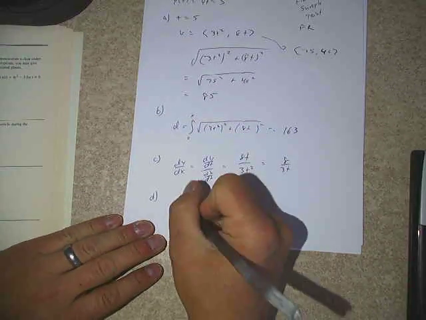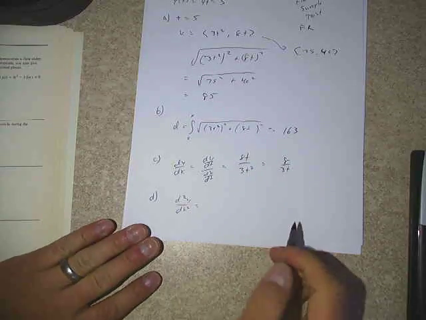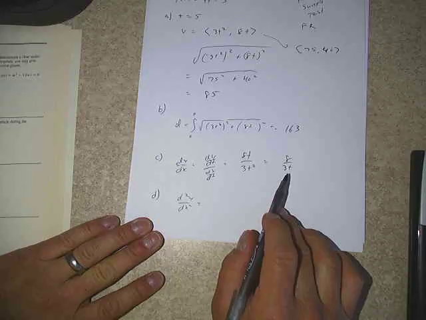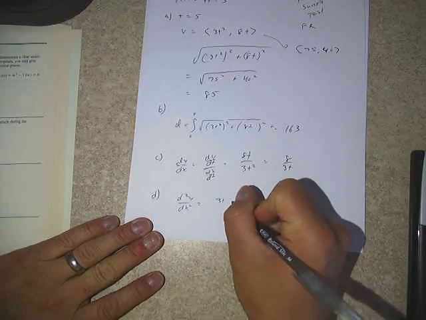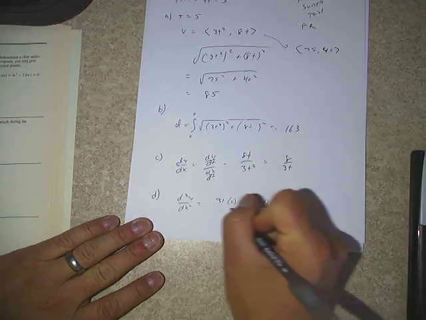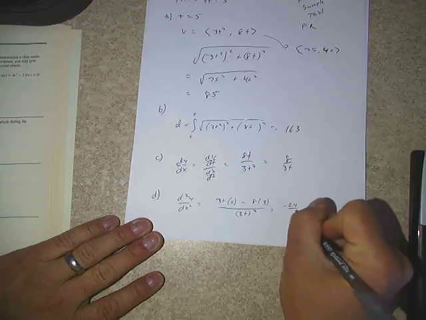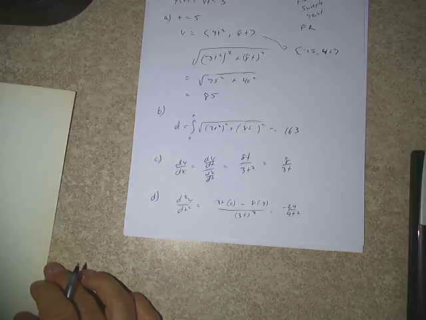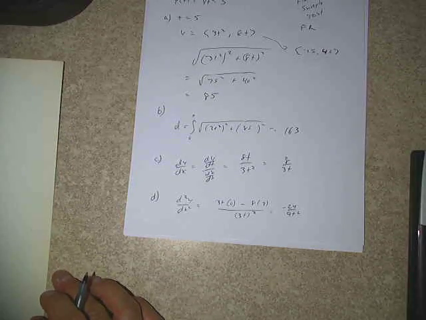Alright, and then finally, part D, d squared y dx squared as a function of t. Well, if we know the first derivative, we can find the second derivative. So ultimately we need quotient rule here. So 3t times 0 minus 8 times 3, all over 3t all squared. And negative 24 over 9t squared.